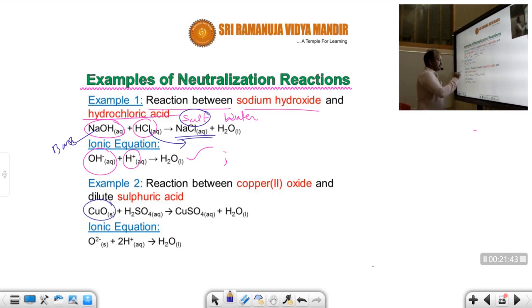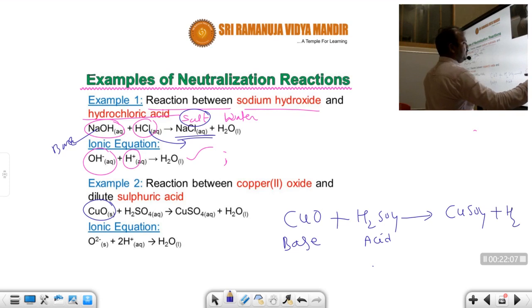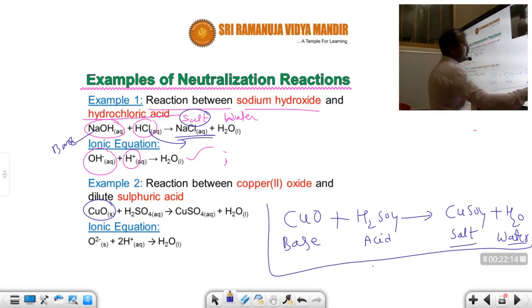And another one you should take is copper oxide. Generally metallic oxides are called basic oxides. This has basic nature. Metallic oxides have basic nature. This is the base, and H2SO4 is the acid. They exchange their radicals to form CuSO4 and water. What will be formed? Salt and water. That's why this is a neutralization reaction.